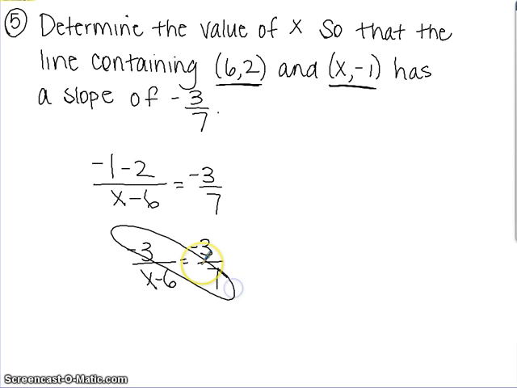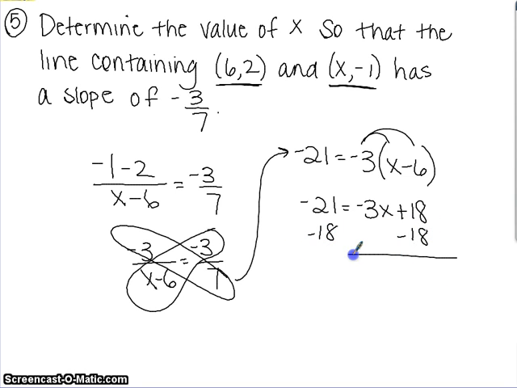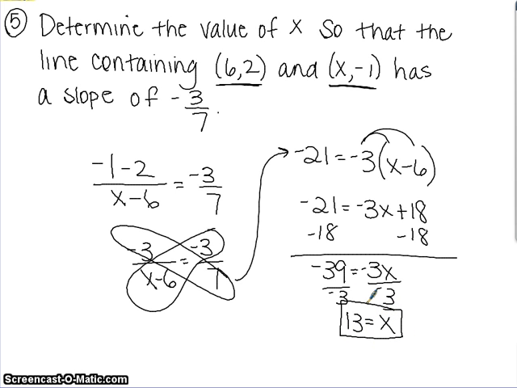So let's cross multiply. If we multiply here, I'll bring it up here. Negative 21 equals, cross multiply here, negative 3 times x minus 6. Okay, if we distribute, negative 21 equals negative 3x plus 18. Subtract 18, and we get negative 39 equals negative 3x. If we divide, looks like x is 13. There it is. Okay, so you set it up just like you normally would, and then you can work backwards.